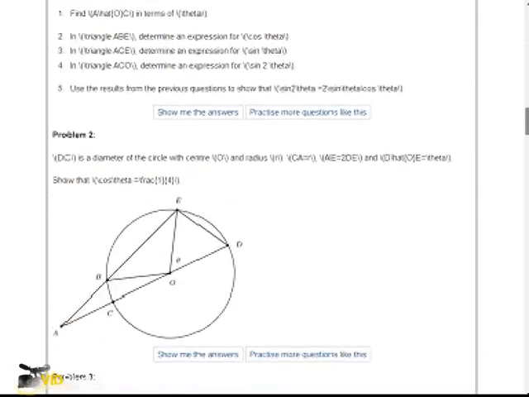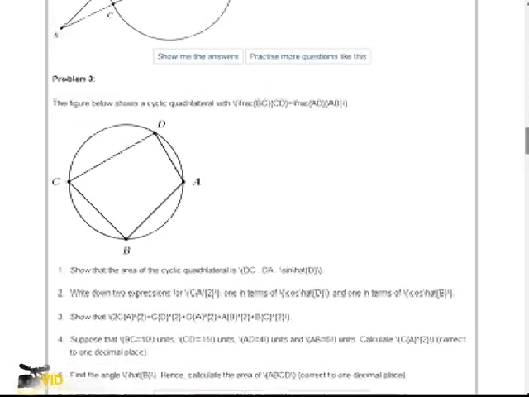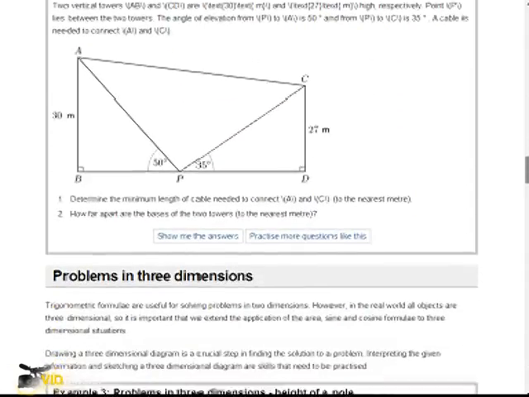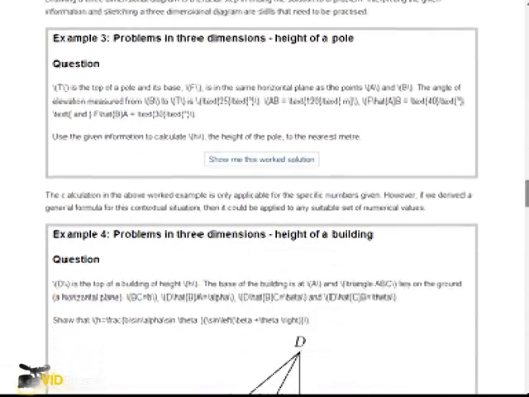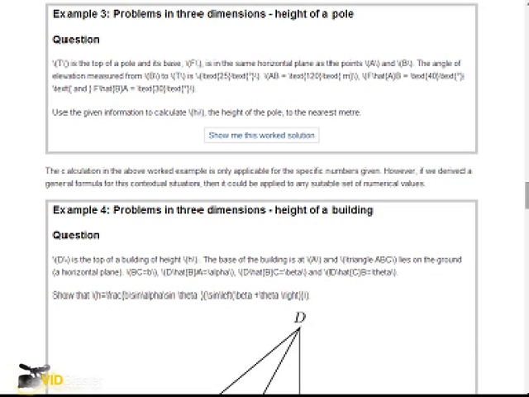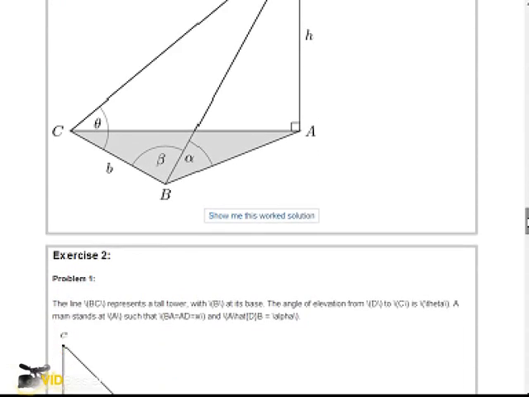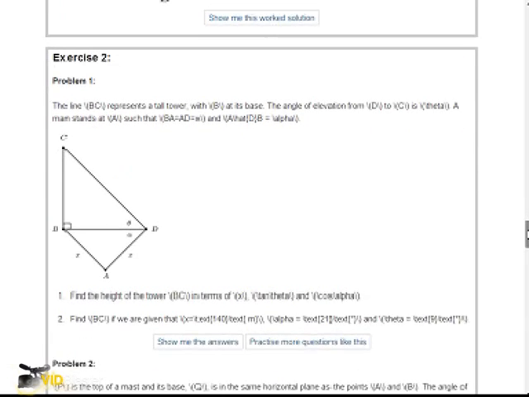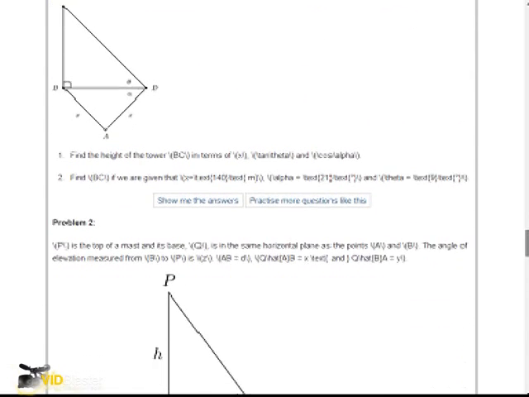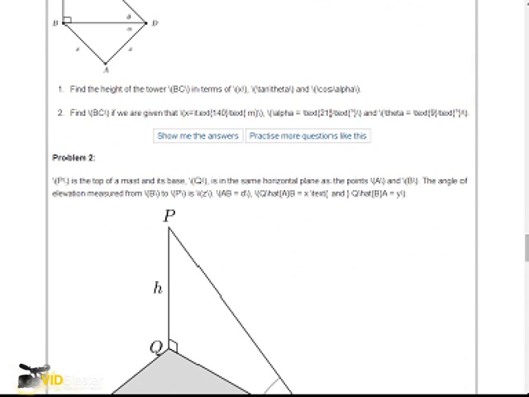I see that they start with the 2D problems, and I see some circles going up on the screen, with cyclic quads. Yes. And then still problems in 2 dimensions. Yes, and then 3 dimensions over there, heights of buildings and things like that, flagpoles, trees, etc.